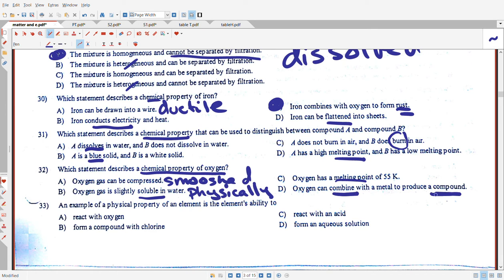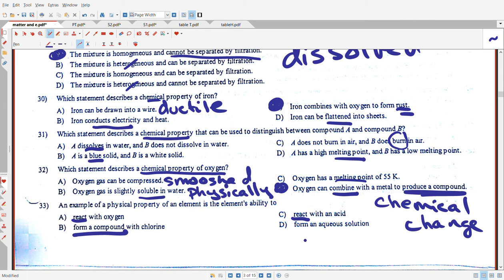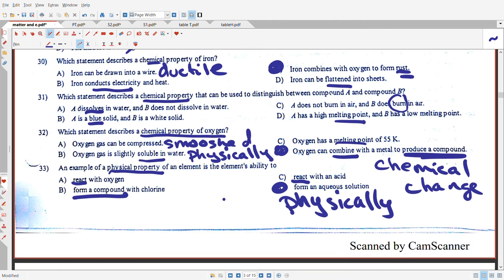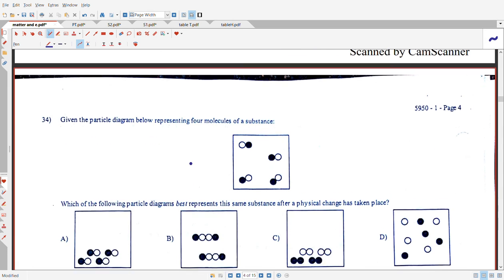When we combine to produce a compound, we said that's a chemical change because you turn into something new. And another key word for chemical change is react. React, form a compound. But whether you form a solution, that's physically combined, that's a mixture. So here they want a physical property. So you have to know forming a solution is a physical property.